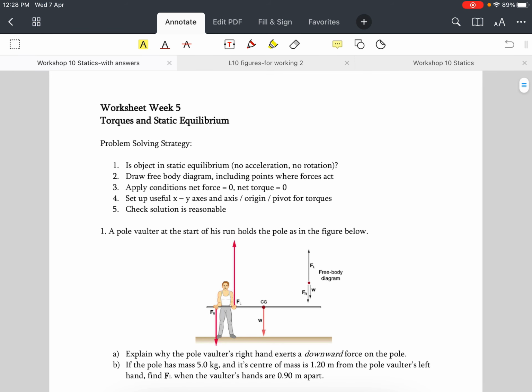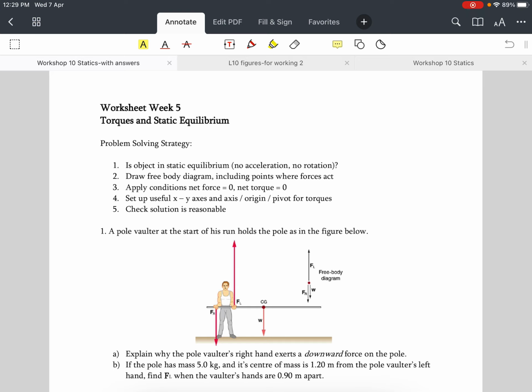In this video, I will discuss the solutions to the workshop on torques and static equilibrium. When solving problems involving static equilibrium, these 5 steps outline the important problem-solving strategy. We will apply this problem-solving strategy as we go through the solutions to the questions.